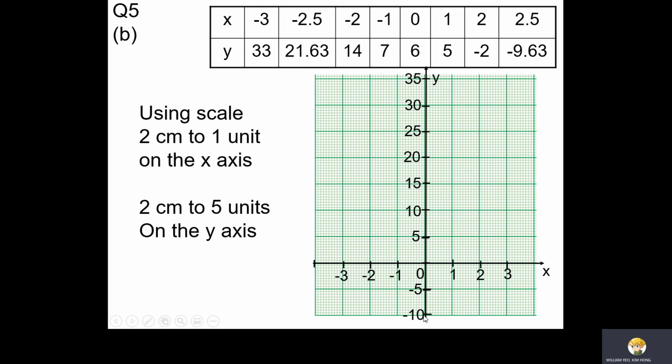Now the graph. You need to have -10 here because -9.63 is somewhere here, slightly less than -10. As for this one, -3 to 3. No problem, right? Plot the points. Plot.